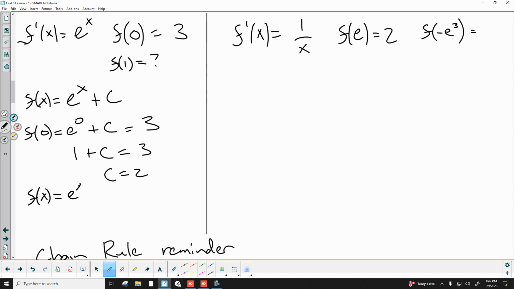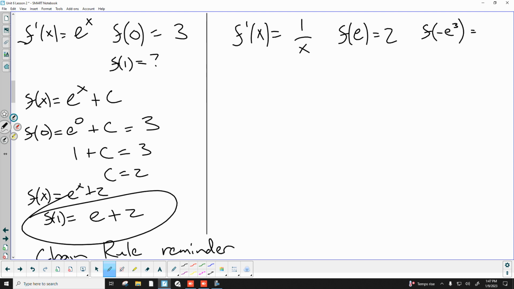So it's e to the x plus 2. I'm plugging in 1. You get e plus 2. This is just a helpful reminder that in this class, not all answers will be whole numbers. It's okay to get something like e plus 2. Got it? Let's try the other one out. This is a negative first power. You take the antiderivative. You don't use the power rule.